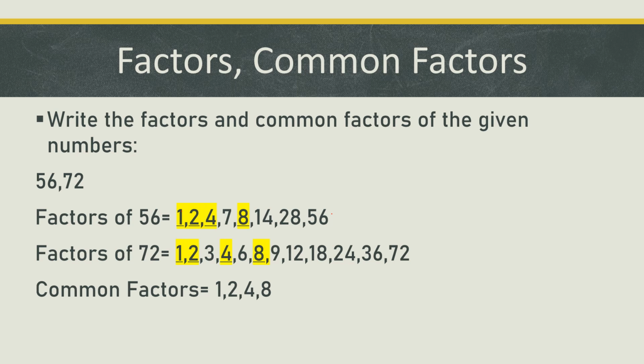So common factors here are, you can underline or you can circle, whichever you find easy for your learning purpose. Here I have underlined. So 1 is common, I wrote 1. I have 2 in both the factors, I wrote 2. 4 is there in both the factors, I wrote 4. 7 I don't have, so I didn't write. Then it's directly 8. I wrote 8. So which are the common factors of 56 and 72? 1, 2, 4 and 8.